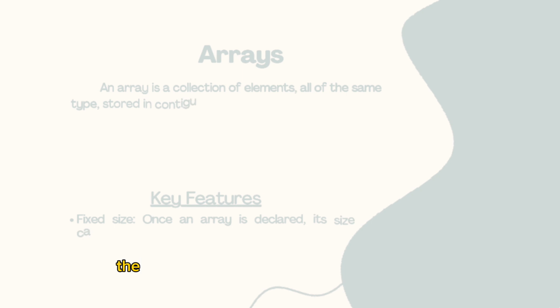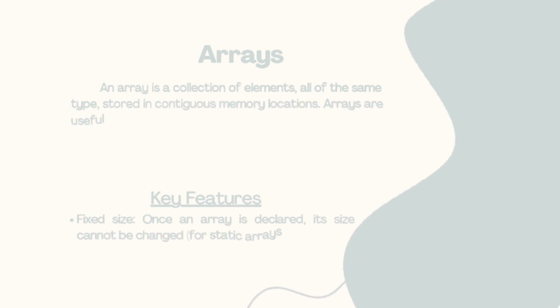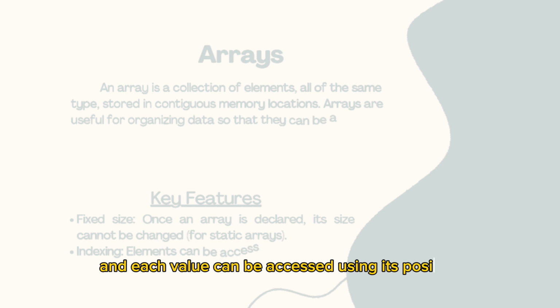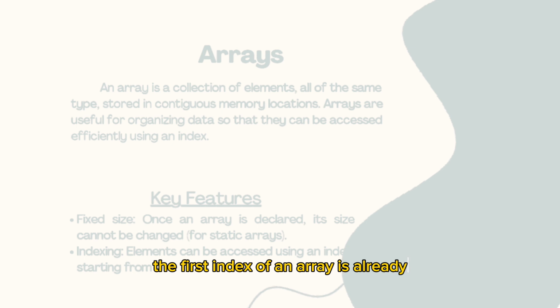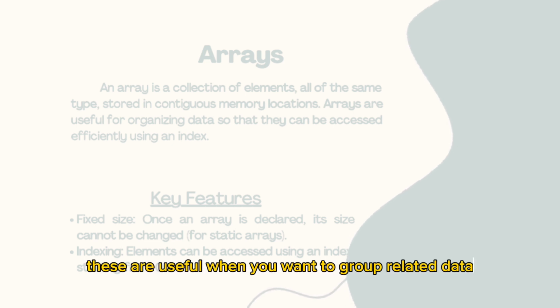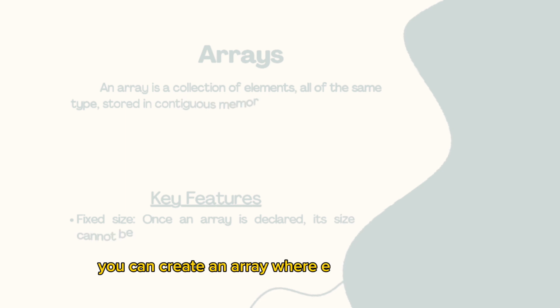Arrays. An array is a way to store multiple values of the same type in a single variable. These values are stored in a continuous block and each value can be accessed using its position, which is called the index. The first index of an array is always 0. Arrays are useful when you want to group related data and access it efficiently. For example, if you want to store the marks of 5 students, you can create an array where each position holds the marks of 1 student.